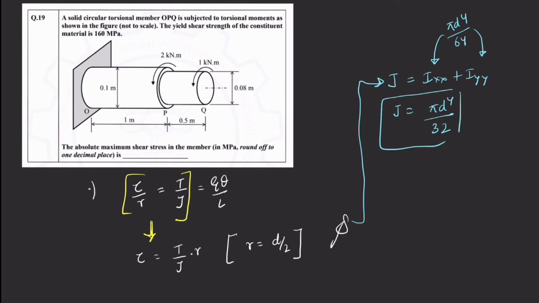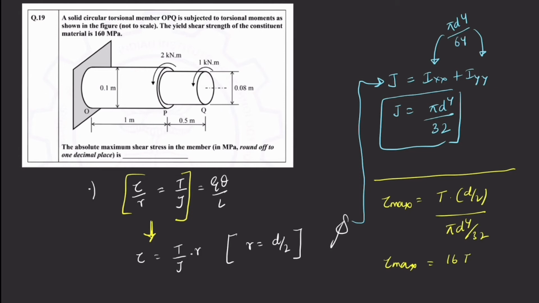and we'll put this value over here. So what will we get? Tau max will be T times D by 2 over the polar moment of inertia, pi d to the power 4 over 32, and solving this we will get tau max equals 16T over pi d cube, and this is the final formula that you need to remember. You can directly remember the result for finding maximum shear stress in a circular shaft.